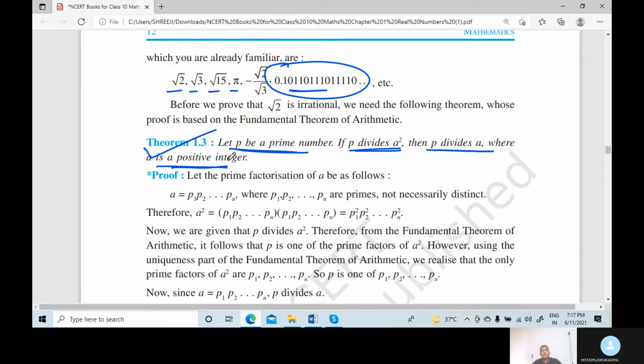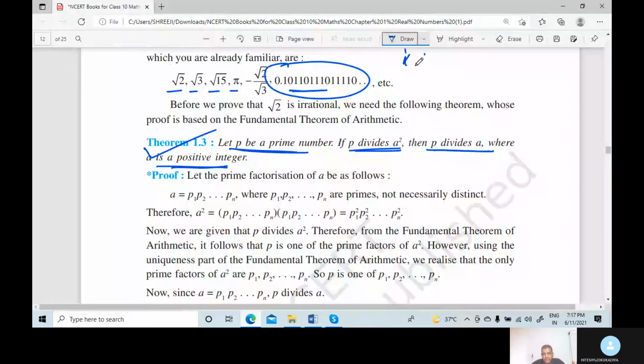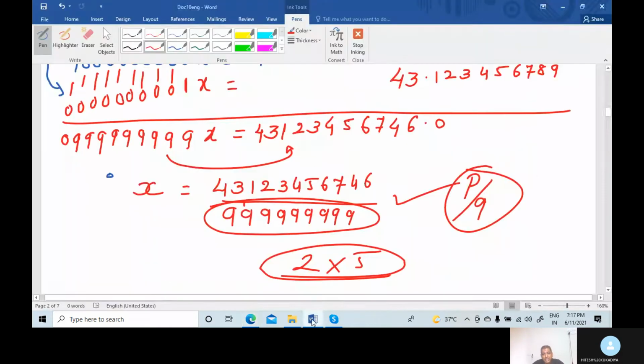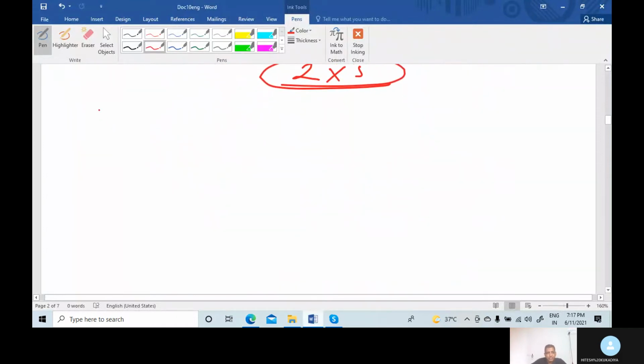Now you can select any positive integer. Here we select the positive integer. Suppose A equal to 12. Here we suppose. Look here, A equal to 12. Here, if P divides A square, then P divides A. So first we suppose A equal to 12. We can calculate easily.